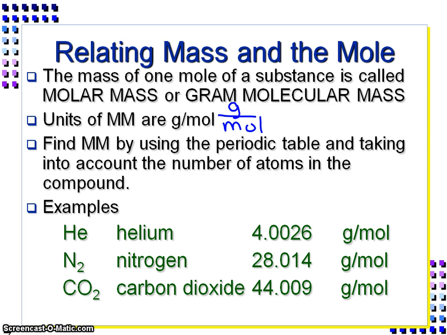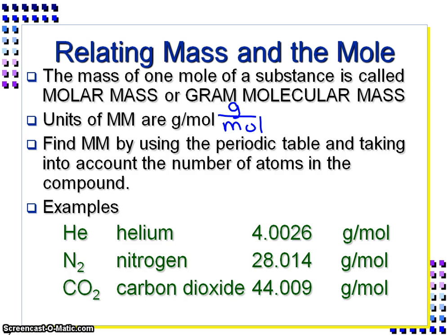There's also a way to relate mass and moles, to convert between those 2 units. To do that, you're going to need a periodic table, and you are going to use the molar mass, or the gram molecular mass, off of the periodic table. The units for molar mass are grams divided by moles, and you look at the periodic table and take into account the number of atoms of each element that's in the compound.